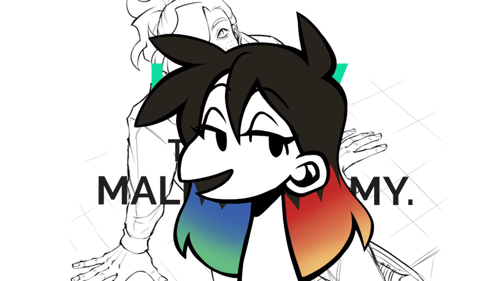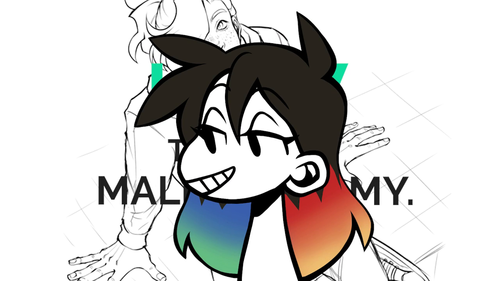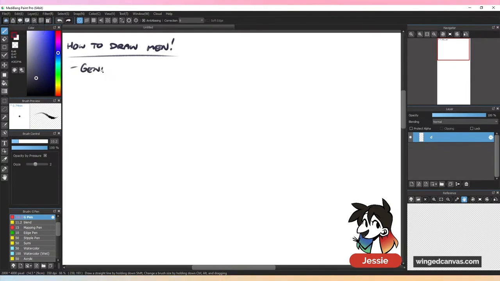We are going to be talking about how to draw men, how to work with men's anatomy, how to make stuff feel nice and proportionate. So we're going to start with general things to keep in mind.